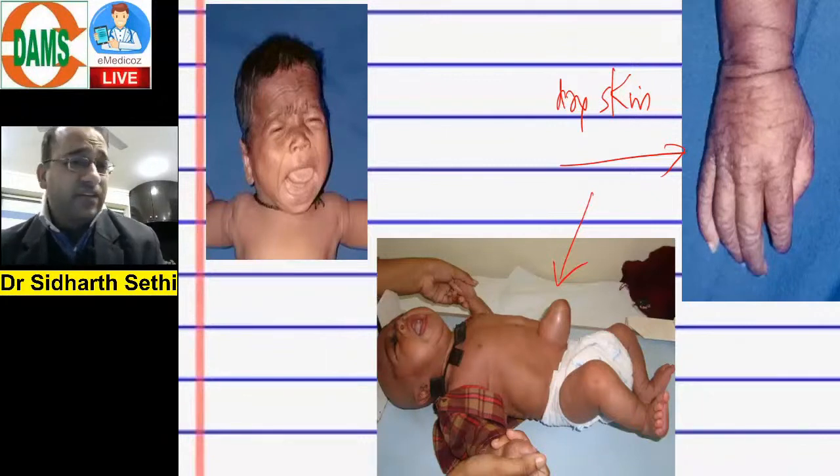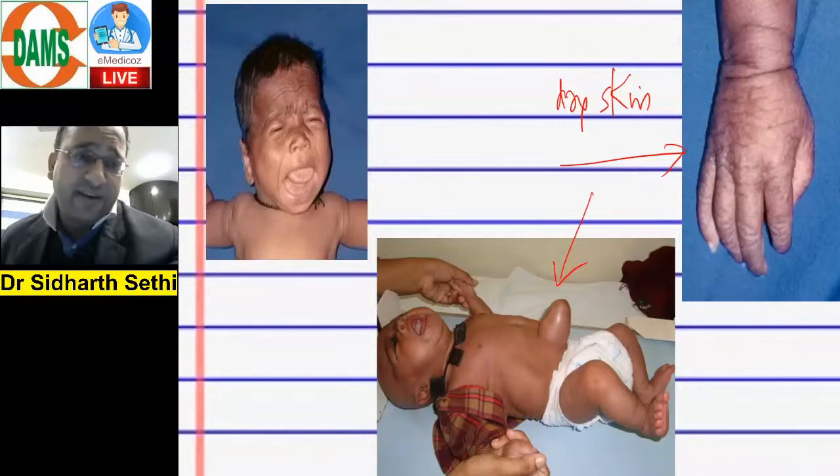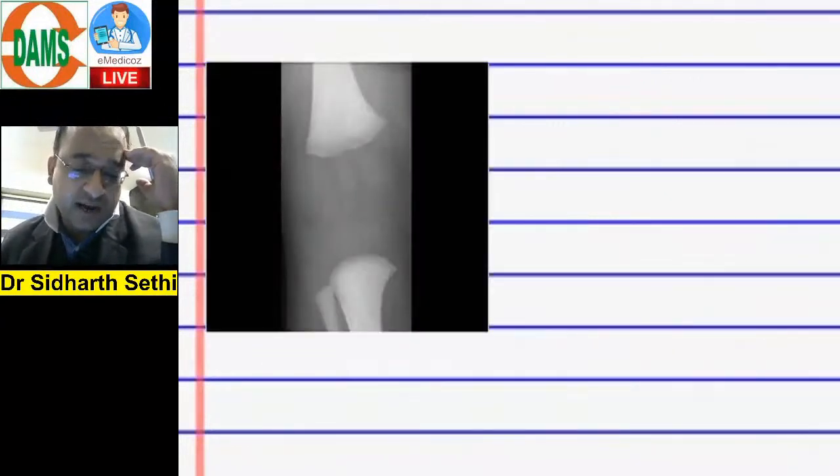So of course these are features of congenital hypothyroidism. There are no points for guessing this. Dry skin, delayed development, and umbilical hernia is congenital hypothyroidism.